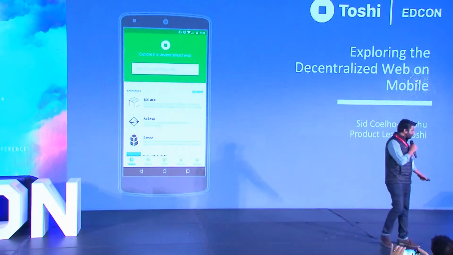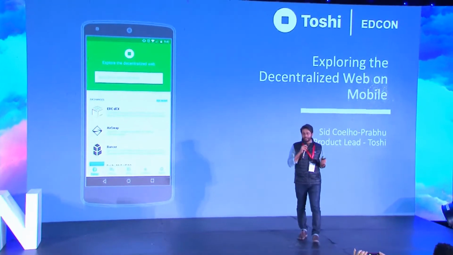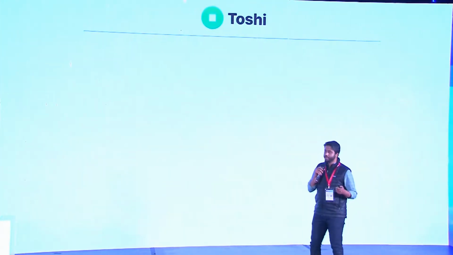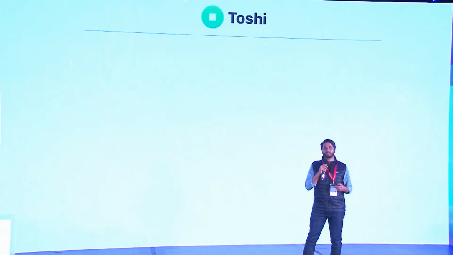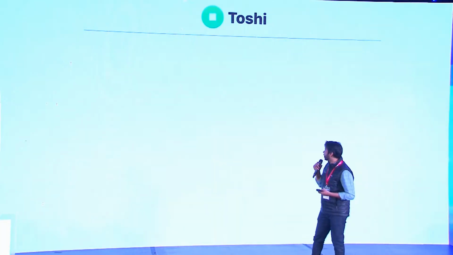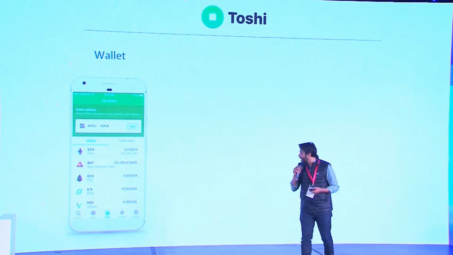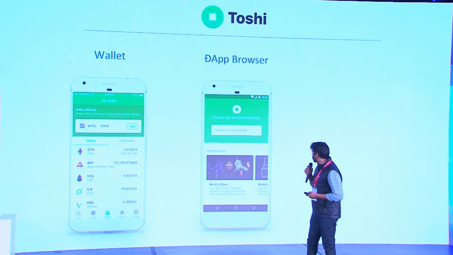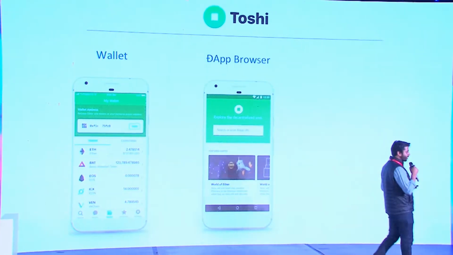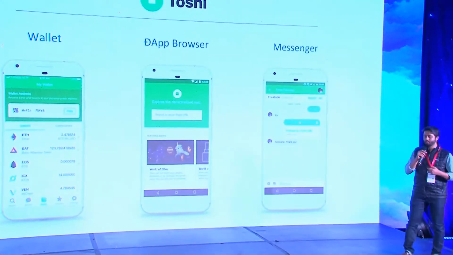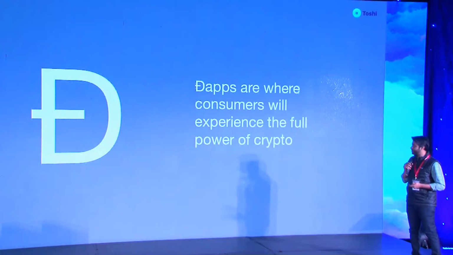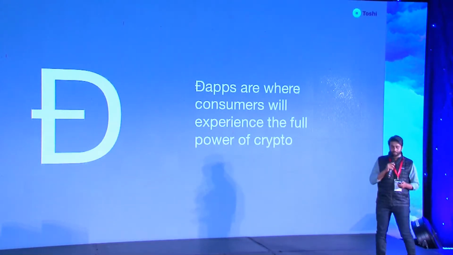All right, there we go. So today I'm going to take you guys on a tour of the decentralized web, but on mobile. So just a quick introduction to Toshi. Toshi is Coinbase's user-controlled open source wallet. Our wallet supports both ETH as well as ERC20 tokens, as well as collectibles. We also have a full-featured DApp browser where we feature like 40 or 50 of the best DApps, but you can also go to any DApp you'd like. And then finally, we have a messenger where you can send WhatsApp-style payments to anyone in the world.